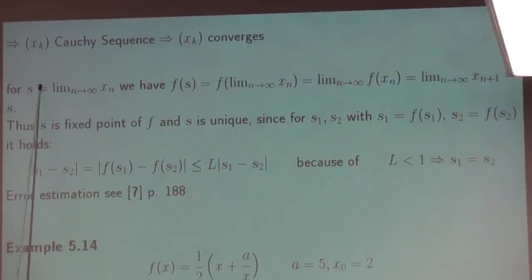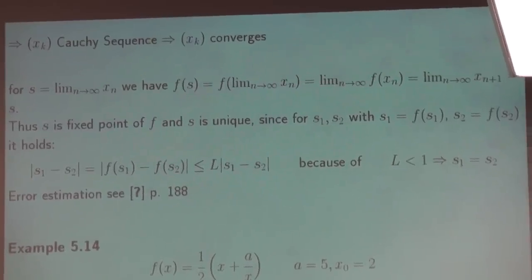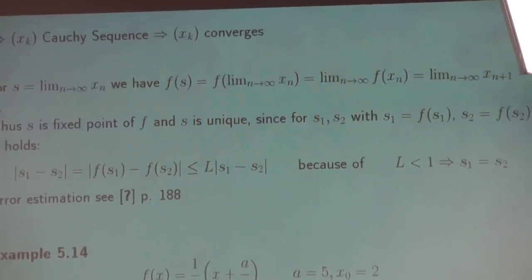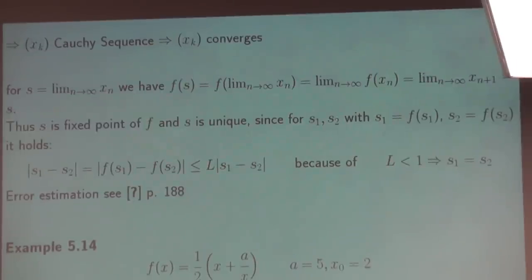So suppose this s is some number which is the limit of our converging sequence, of our iteration sequence. Yeah? And now we will show that this limit is actually a fixed point. Okay, so let's start applying f to s, and what we have to show is that f of s is equal to s. That's what we have to show.